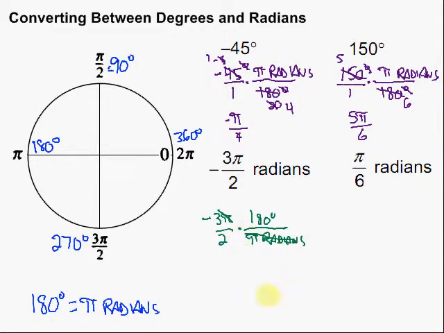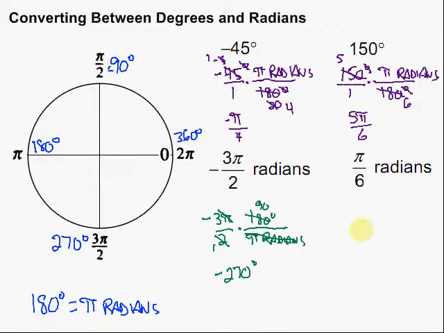Notice what happens. The pi and the radians stuff are all gone. And then I can simplify a little bit. 2 goes into 180 90 times. So we've got that. And we have negative 3 times 90, which would be negative 270 degrees. Because that's what we're left with right there. Let me make that degrees a little bit smaller so it's not quite so confusing there.